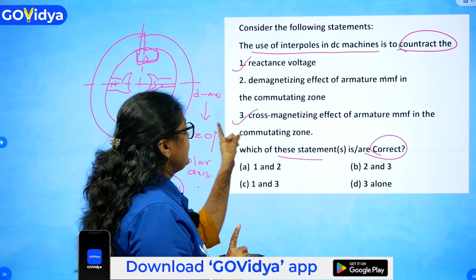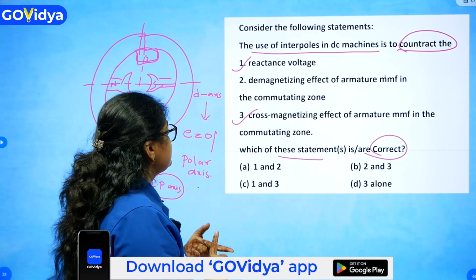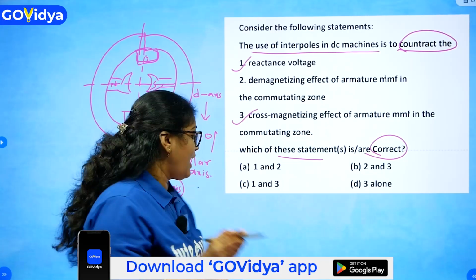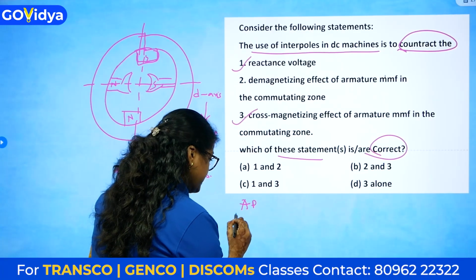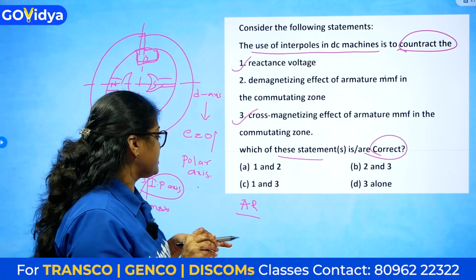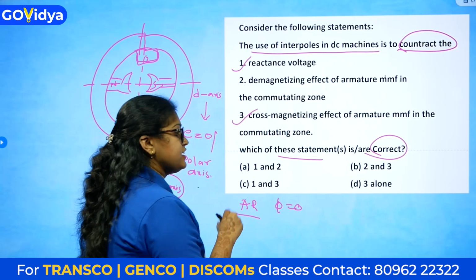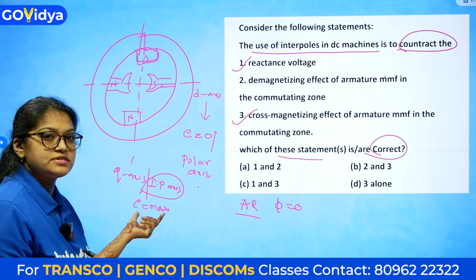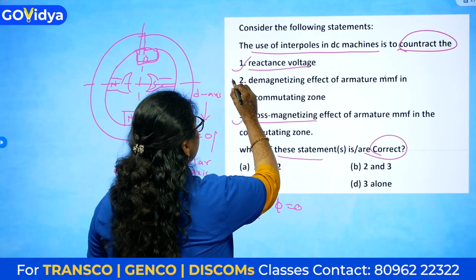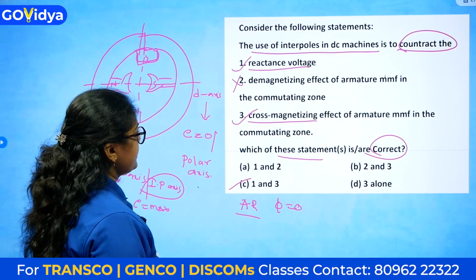Coming to the next, cross magnetizing effect of armature MMF in the commutating zone. In general, interpoles are used to neutralize the cross magnetizing effect in armature reaction. So the resultant flux will be 0 along the interpolar axis. So it is cross magnetizing and reactance voltage, not the demagnetizing. So the options 1 and 3. Let's move to the next question.